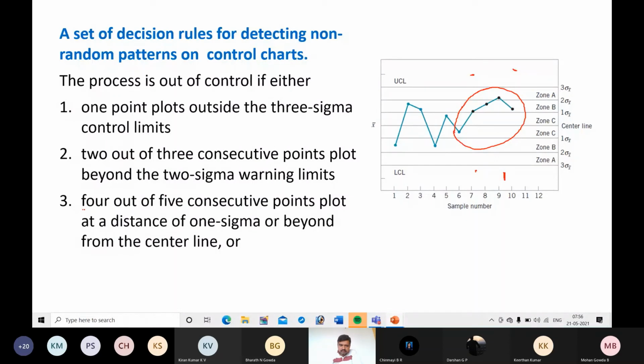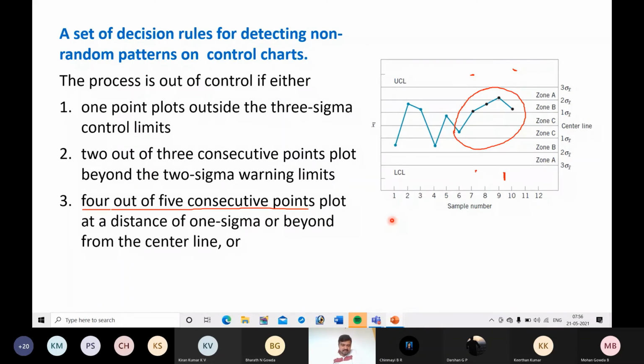4 out of 5 consecutive points plot at a distance of 1 sigma or beyond from the center line. So based on this, we need to evaluate the reasons for getting points in this way, whether it may be because of assignable causes.